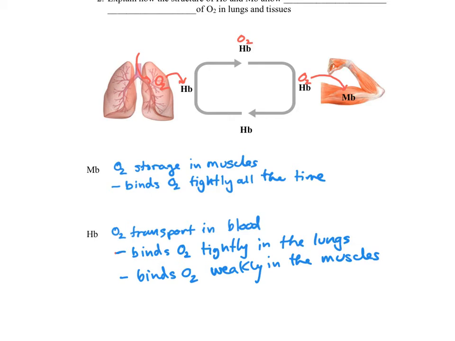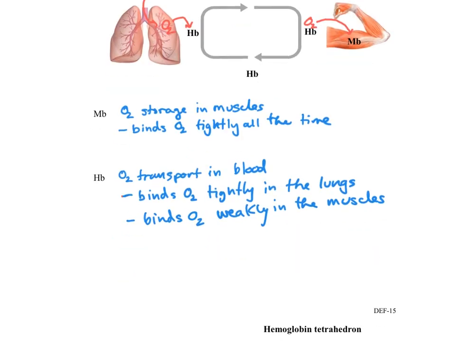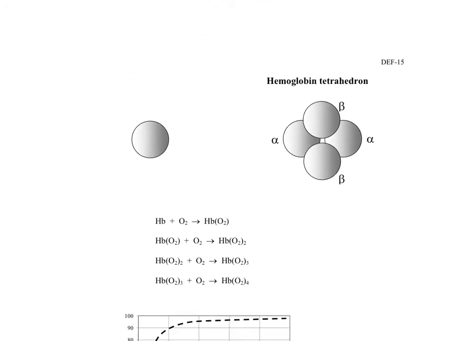Now, making a protein that binds something tightly or weakly all the time is not a big deal. But how do you make a protein that binds oxygen tightly under certain circumstances and weakly at other times? Much more challenging. Myoglobin had an easy, simple function, and it had a simple structure. Hemoglobin has a complex structure and a complex function.